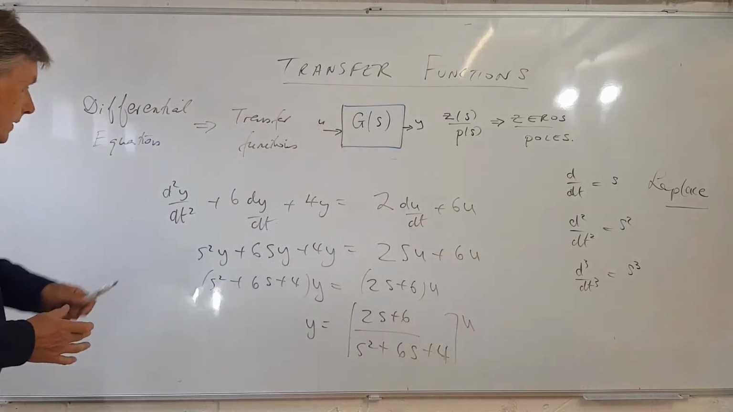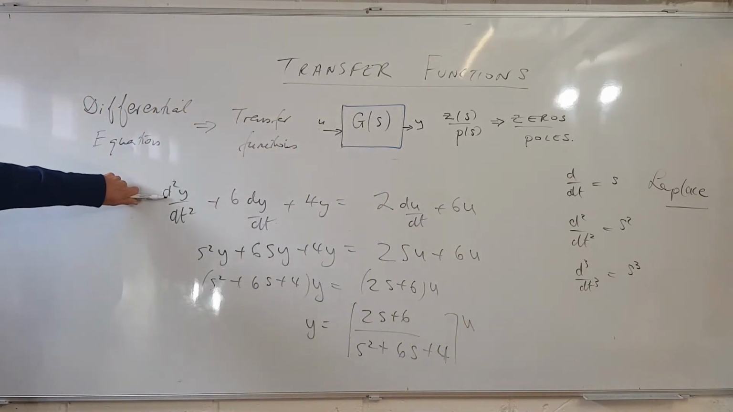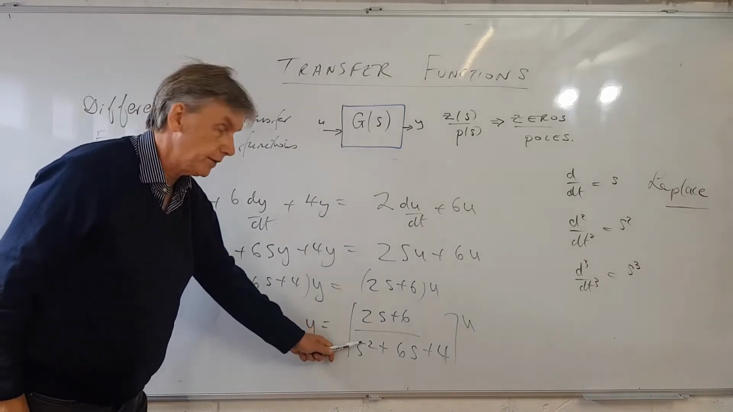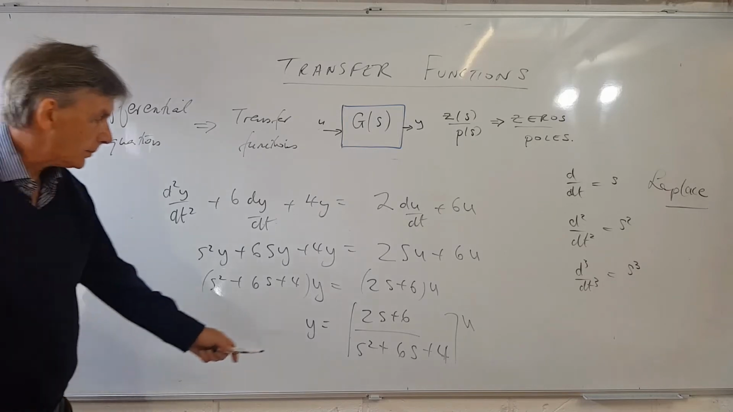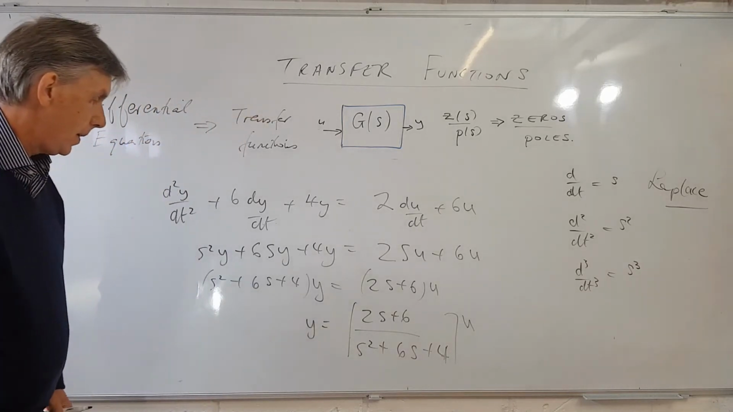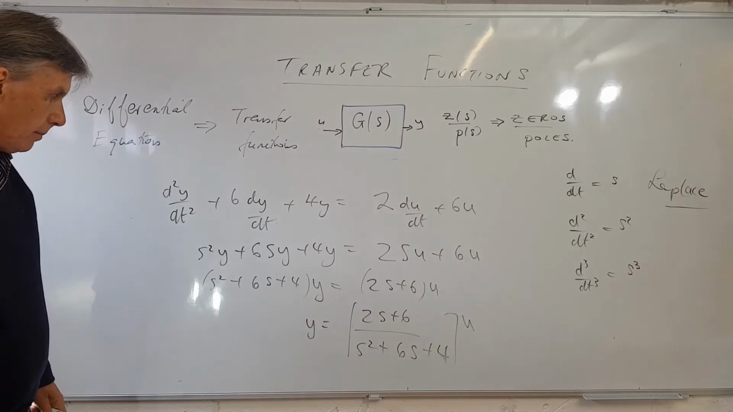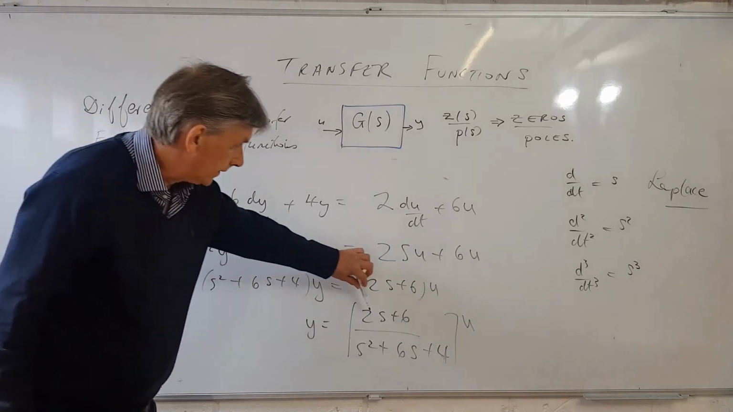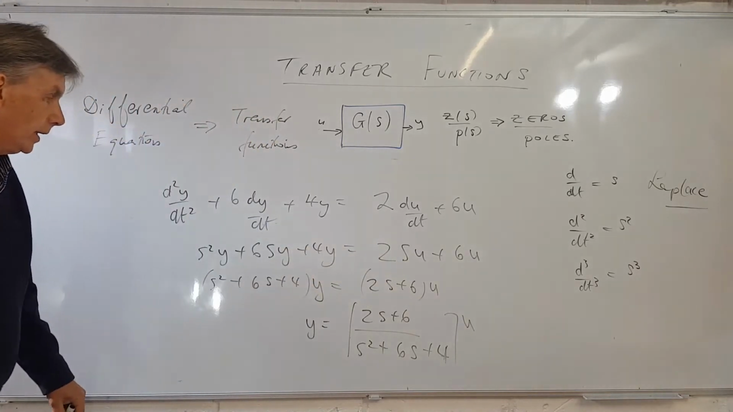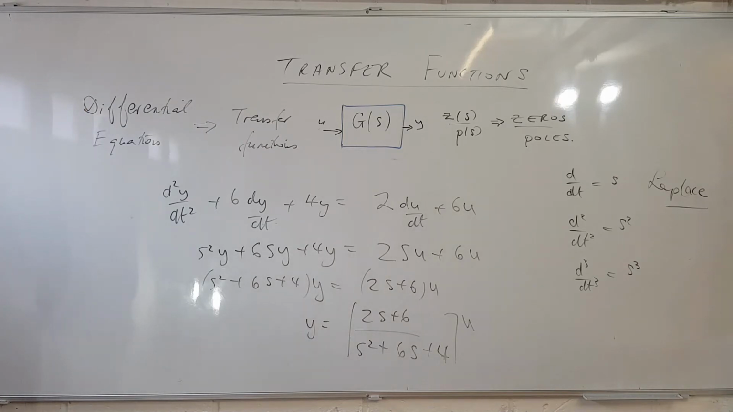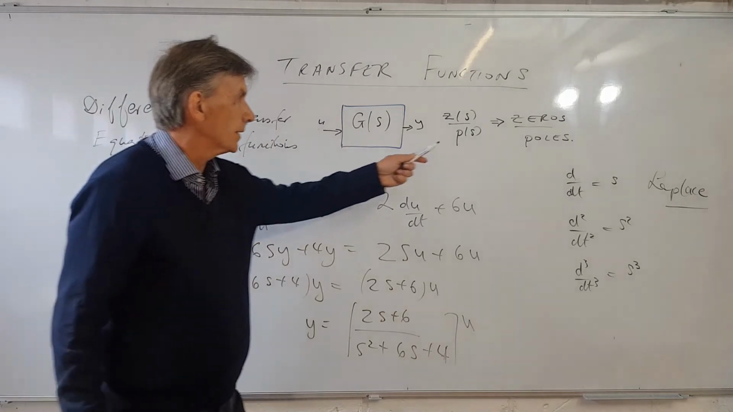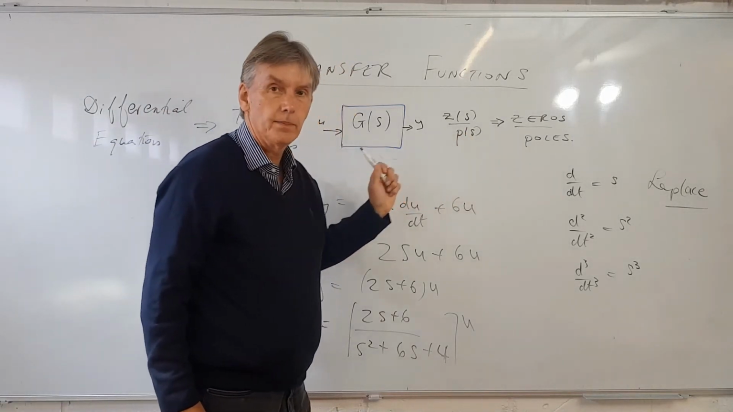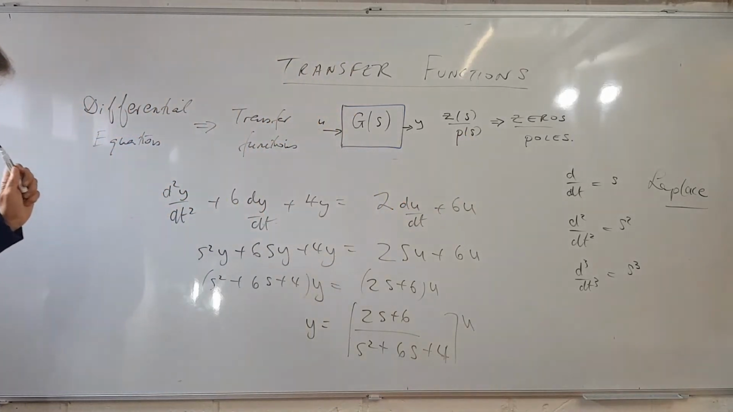And so here's our differential equation, and here is our little transfer function. And in this particular case, probably this has got two real roots. I can't think of what they are, but you could factorise those. And this has got a real zero. So that's how we go from differential equations to transfer functions to then zeros and poles.